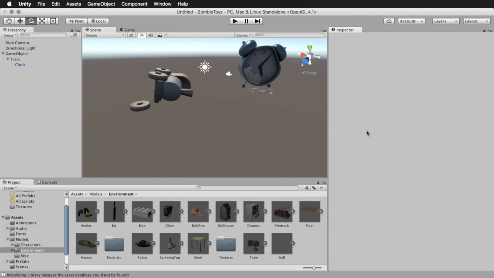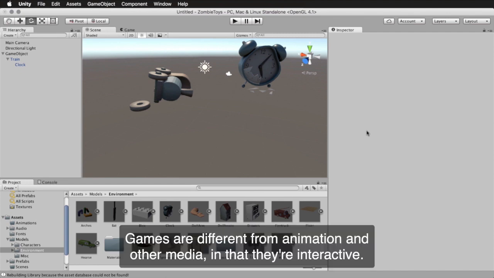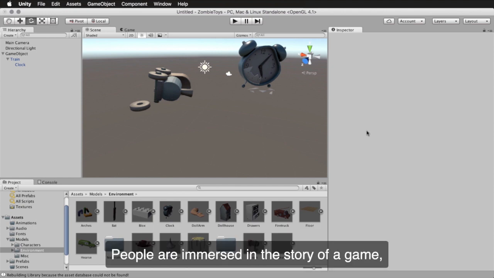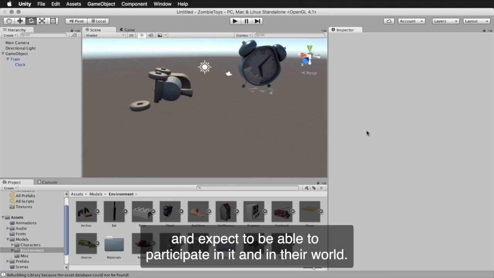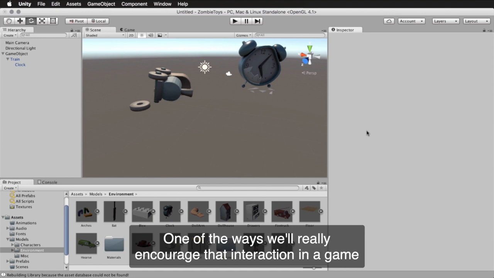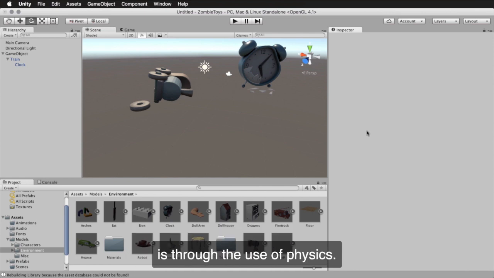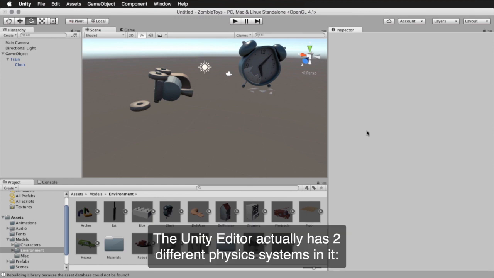Games are different from animation and other media in that they're interactive. People are immersed in the story of a game and expect to be able to participate in it and in their world. One of the ways we'll really encourage that interaction in a game is through the use of physics. The Unity editor actually has two different physics systems in it, one for 2D and one for 3D.